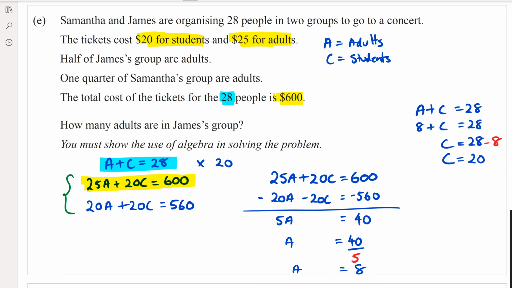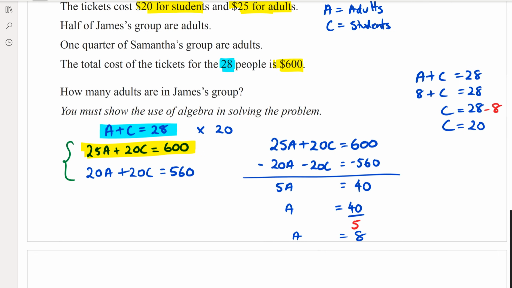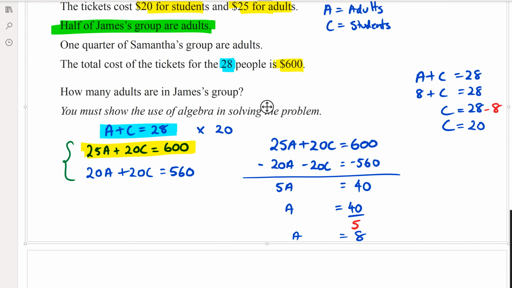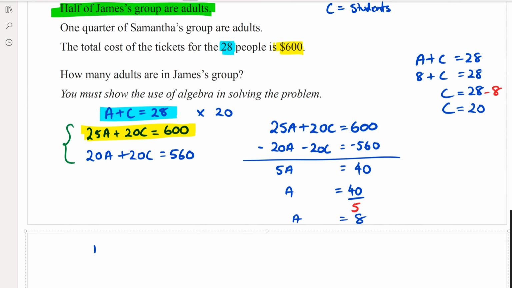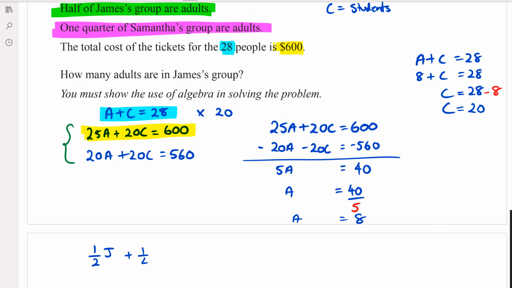Now we go to the second part of the question. It says half of James's group are adults. I'm going to write that down here. Half of James's group are adults. And then it says a quarter of Samantha's group are adults. So that's a quarter of Samantha's group are adults. Now we know that there's 8 adults, so we're going to put down 8.